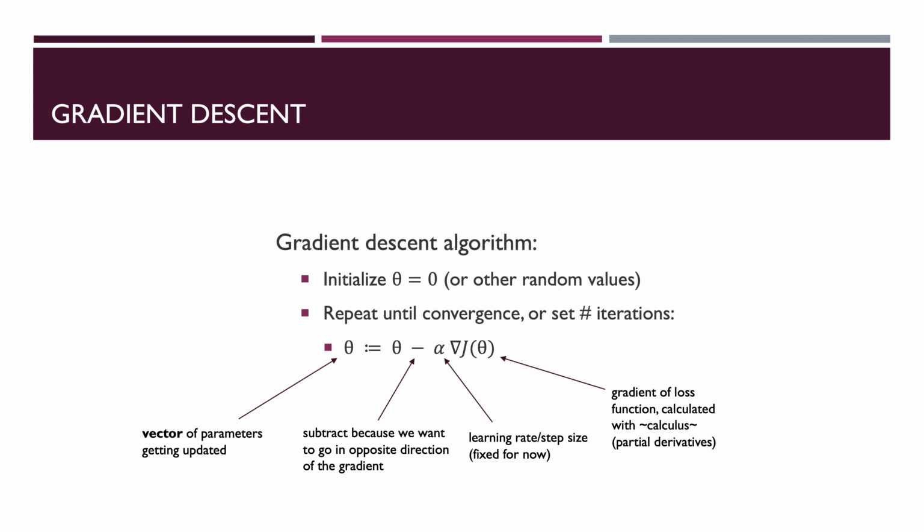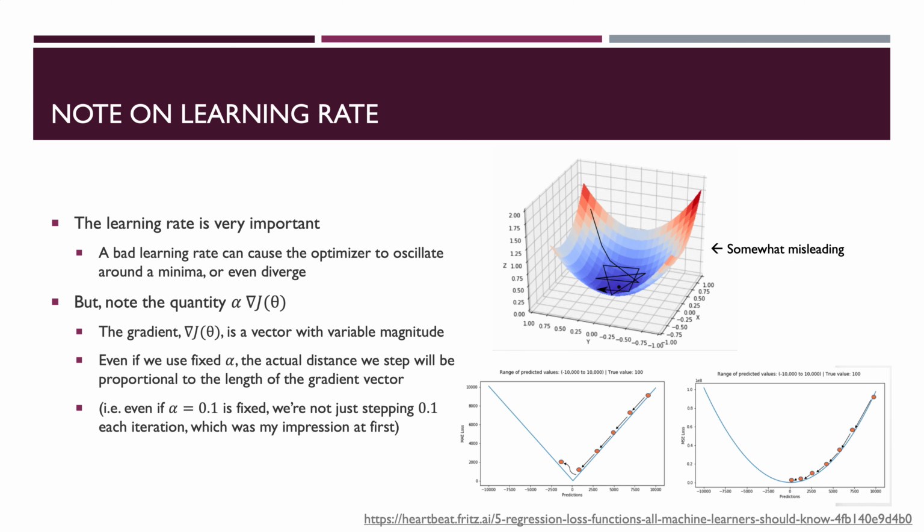So we have this vector of parameters being updated, and we'll subtract the next quantity because we're looking for minimums and want to go in the opposite direction of that gradient. And this alpha is called the learning rate or step size, which for now we'll think of as being some fixed value. And then we have the gradient of the loss function, which is just calculated with partial derivatives.